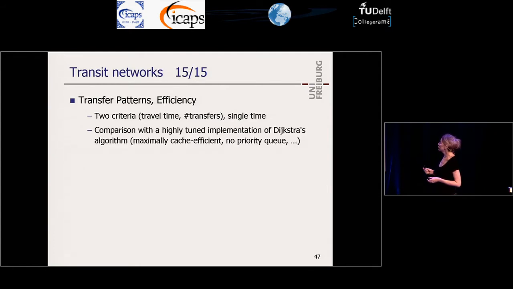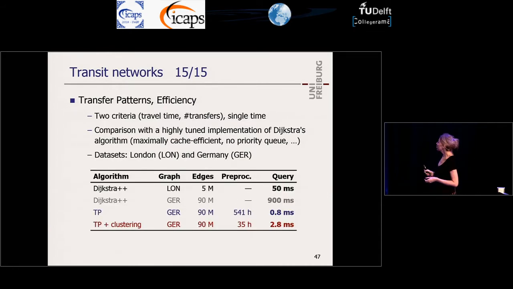They are willing to travel a little longer for that, right? And let's compare that with Dijkstra. Dijkstra is not so bad, and I think most of the planners out there are using some variant of Dijkstra's algorithm. And you will see it's not so bad. If it's maximally cache efficient, no priority queue, two data sets here. So this is not really Dijkstra anymore.